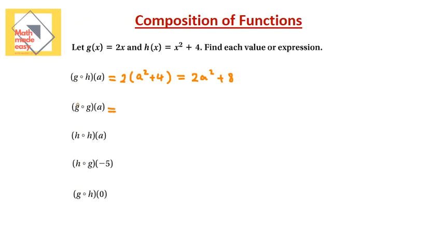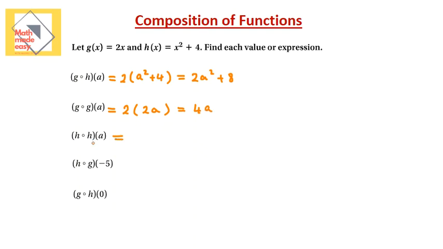Now here, you have g composition g. So the same function, composition itself. And I want that for the value a. So I'm going to start with g, which is 2x again. I'm not going to write x, I'm going to write parentheses. I'm going to substitute with the second function. Well, the second function is also g. Am I going to use x? No, I'm not going to use x, I'm going to use a. So that's 2a. Then you simplify. Your answer is going to be 4a.